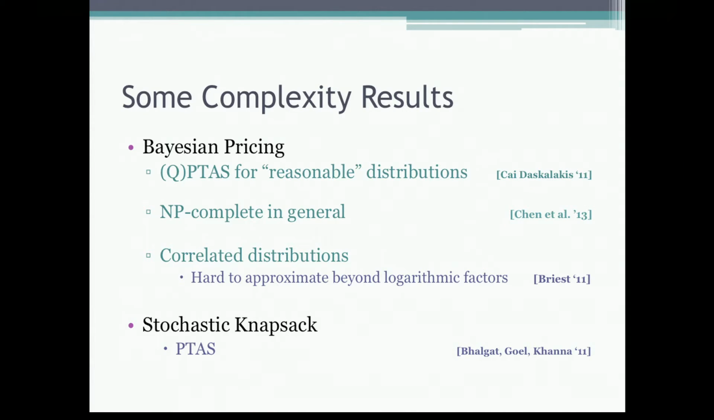But the crucial thing here is that you do need that the distributions for different items are independent. If they are correlated, none of this works, and you can't get better than a logarithmic factor approximation against the optimal solution. That is also known. And what is known for stochastic knapsack, which I presented before: even for that problem, a PTAS is known, in the sense that you can get arbitrarily close approximation to the optimal solution. Okay, so these are problems for which better algorithms than what I presented are known.